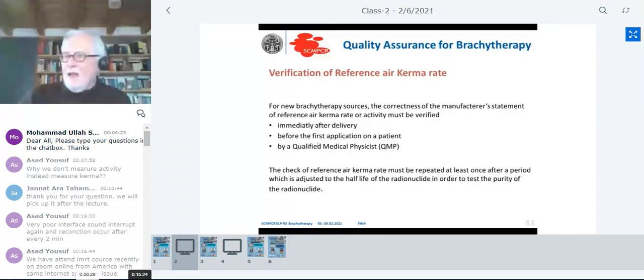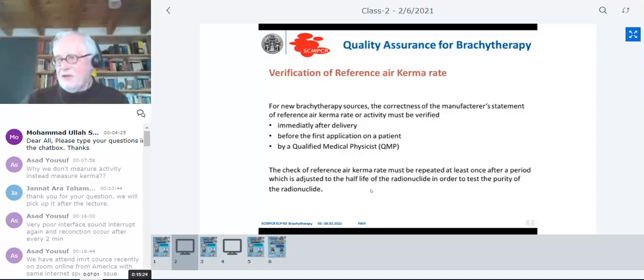A second thing that most regulations also require is a second check of the air kerma rate. And you do this for an iridium source maybe 2 weeks after you receive the source. The idea is that by measuring it at 2 different dates, you can check the radioactive decay. Has the source activity, has the reference air kerma rate really decreased as it would be predicted by the radioactive decay?